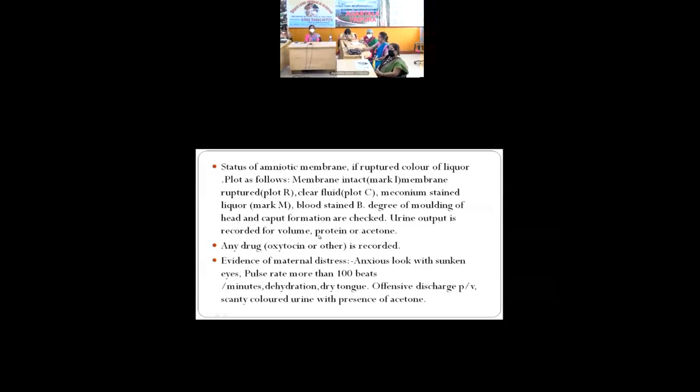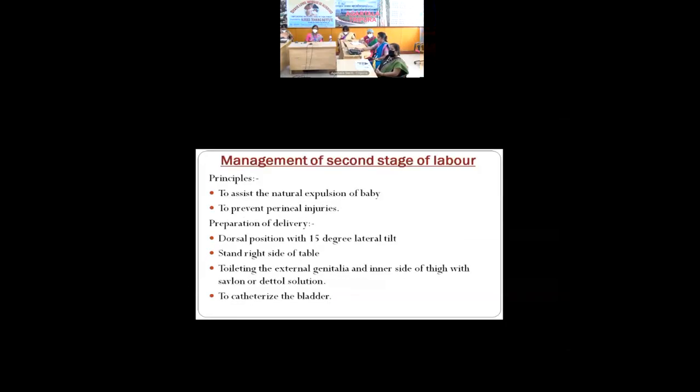Urine output is recorded for volume, protein, and acetone. And any drug, oxytocin, and other is also recorded. Evidence of maternal distress: the signs are anxious look with sunken eyes, pulse rate more than 100 beats per minute, dehydration, dry tongue, offensive discharge per vagina, scanty colored urine with presence of acetone.